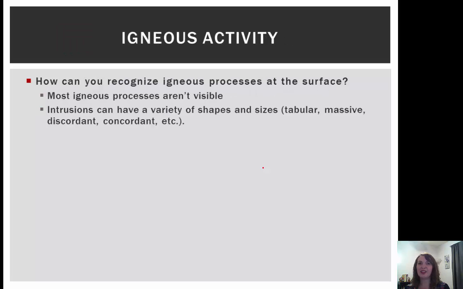All right, so moving on to igneous activity. How can you recognize igneous processes that are occurring at the surface? Most igneous processes aren't visible. We can't see magma chambers. Intrusions can have a variety of shapes and sizes.